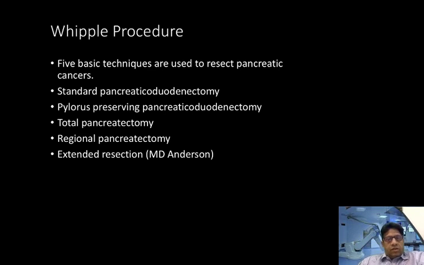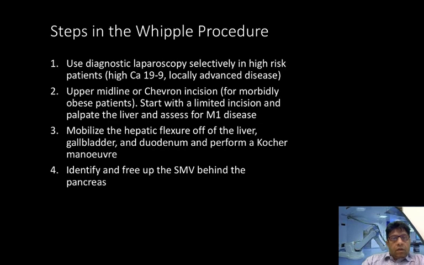There are five basic techniques to resect the pancreas. Standard pancreaticoduodenectomy, called the Whipple's, and the pylorus-preserving pancreaticoduodenectomy. Then you have other resections, such as a total pancreatectomy, a regional pancreatectomy, and extended resection. Okay, this lecture will be focusing on the Whipple's procedure itself. Diagnostic laparoscopy can be used selectively in high-risk patients so as to avoid a big laparotomy scar and then having to abandon the procedure. So diagnostic laparoscopy is recommended.